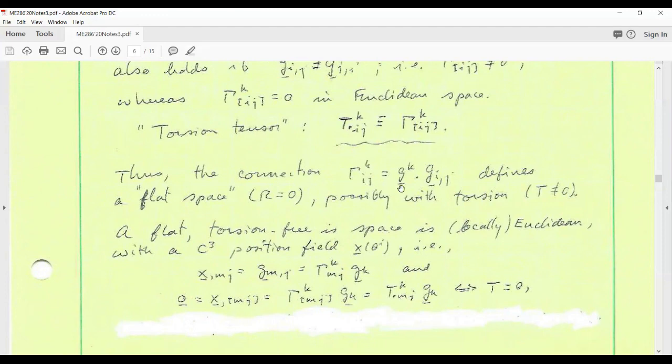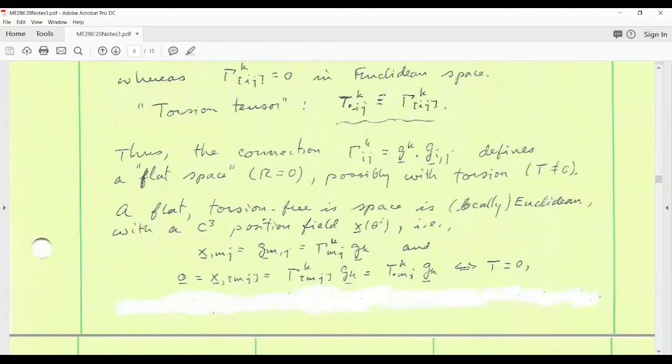So a space with this kind of connection will have zero curvature even if it has non-zero torsion, T. Our Euclidean space is an example of a space in which both the torsion and the curvature are zero. So a flat space, that is one with zero Riemann tensor, no curvature, and one that has no torsion, torsion-free space, is locally a Euclidean space.